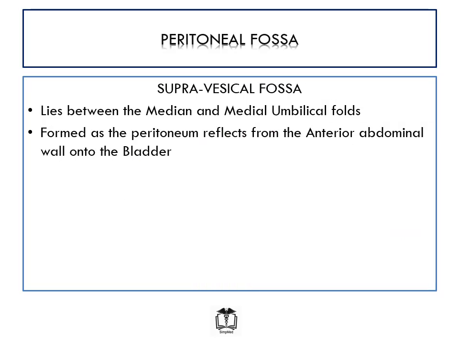Starting with the supravesical fossa, this is the fossa that lies between the median and medial umbilical folds. It's a fossa that is formed as the peritoneum reflects from the anterior abdominal wall onto the bladder. This fossa tends to change with movement of the bladder. So if the bladder is full, the fossa tends to be absent or pushed a little bit forward to make it flat. Whereas if the bladder is empty, the fossa is more prominent. This fossa is the potential site for a type of hernia we call external supravesical hernia.